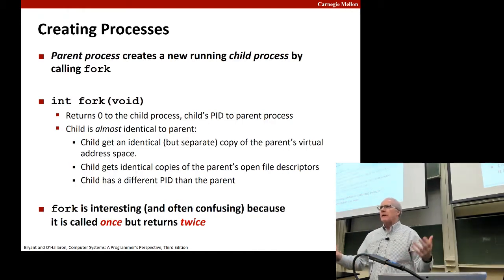And that's called the child. And then when the function returns, it's returning either into the parent or into the child. And the way you can determine which is the return value of fork. It's 0 for the child. It's the process ID of the child for the parent.